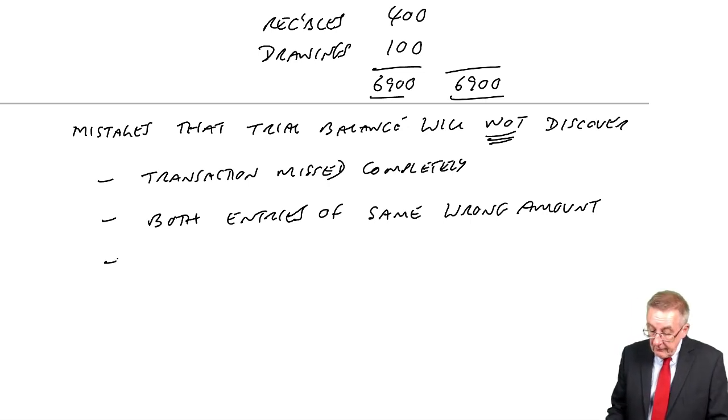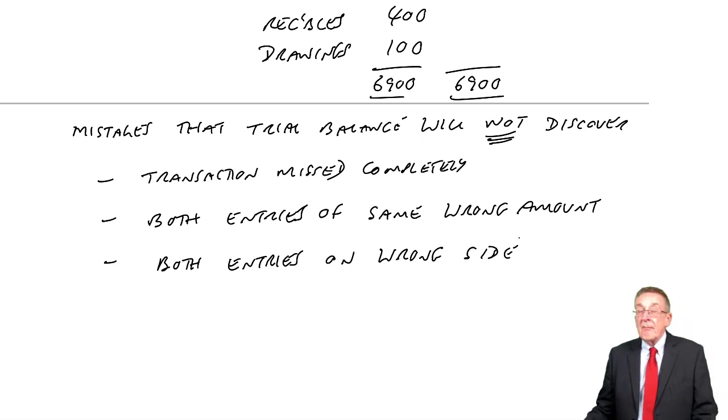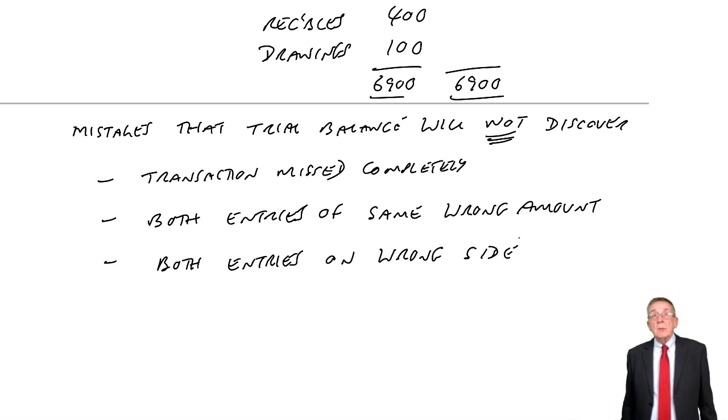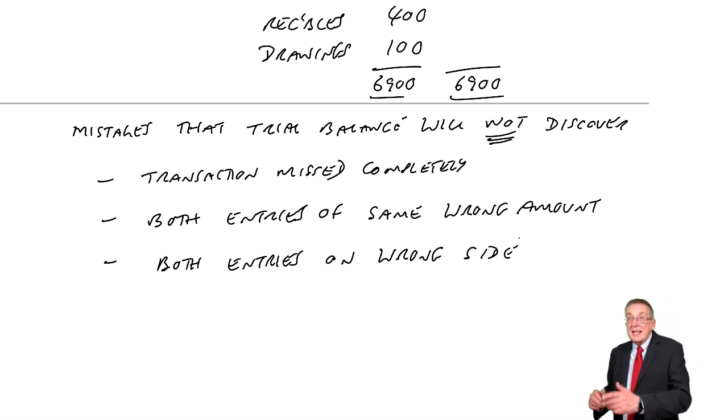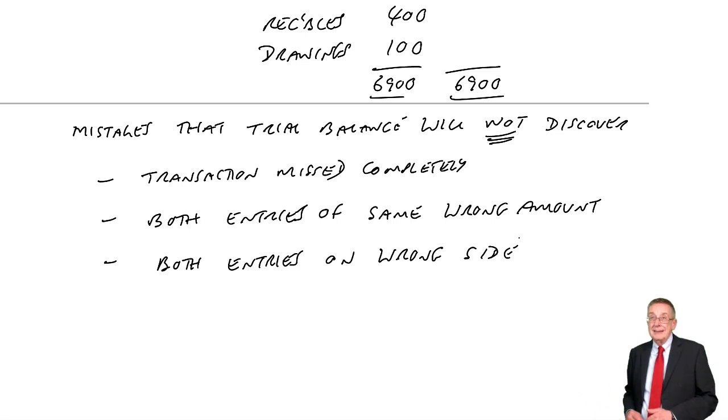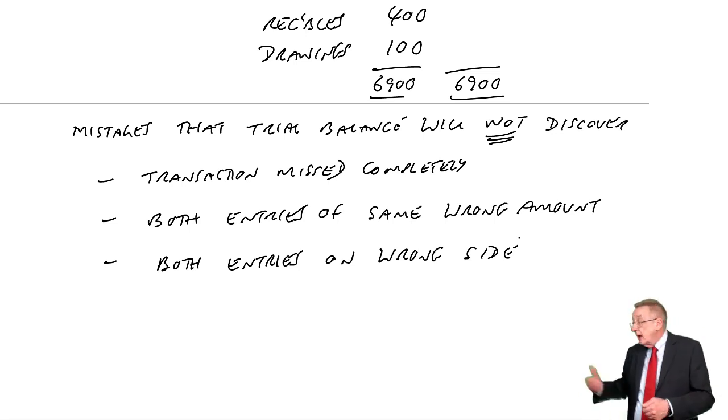Another one. Both entries on the wrong side. I'll keep using the car as an example, but the correct entry for the car is credit cash, debit car. That's what we did. But suppose by mistake, you debit cash, credit car. It's wrong. The cash figure's wrong, the car figure's wrong. But because the debit does equal the credit, the trial balance will still work.